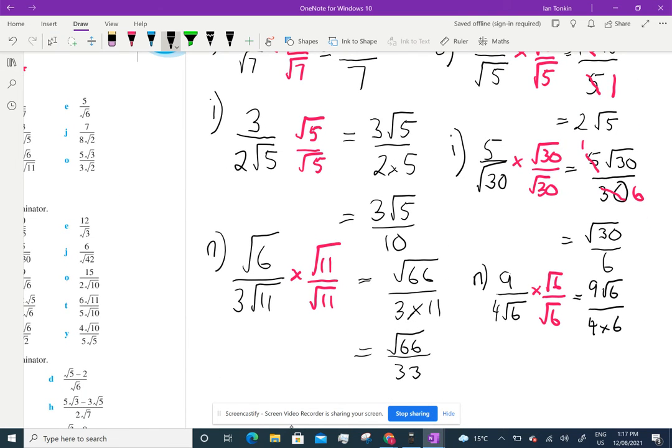Now, you can multiply and then cancel, but I'm going to cancel straight away because everything is multiplied. 3 goes into that twice, and 3 goes into that 3 times. So on the top, I get 3 root 6. And on the bottom, I get 8. Now, I could have multiplied that 4 times 6 and got 24, and then done 3 into each of those and cancel. But I just like to cancel as early as I can.